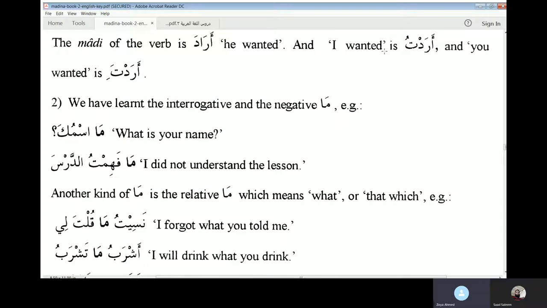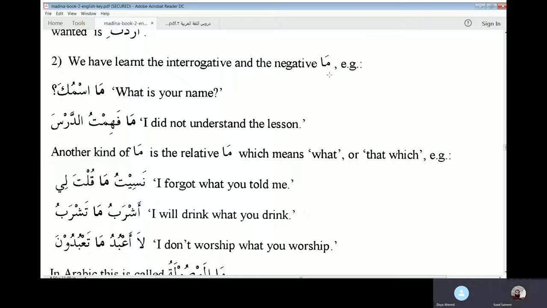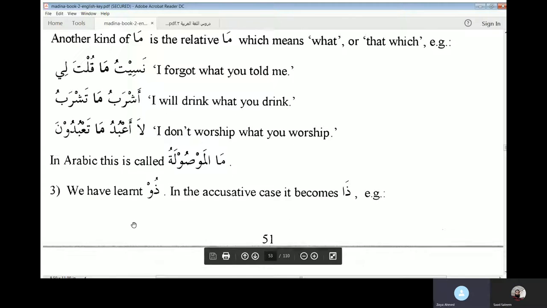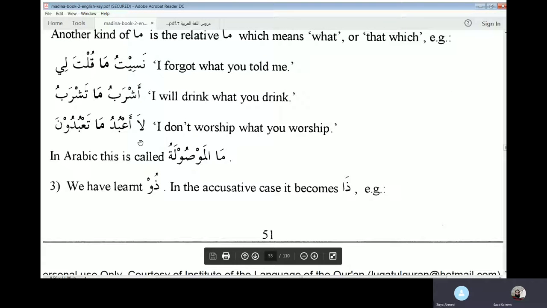We have learned the interrogative and the negative ma. Masmuka, what is your name? Ma fahimtu al-dars, I did not understand the lesson. Another kind of ma is the relative ma, which means what or that which. Nasitu ma qulta li, I forgot what you told me. Ashrabu ma tashrabu, I will drink what you drink. La a'budu ma ta'budun, I don't worship what you worship.